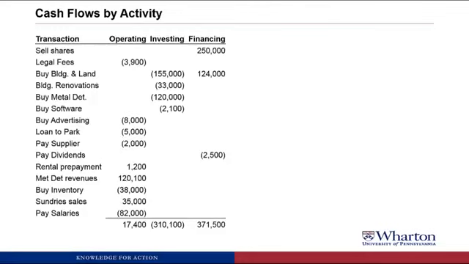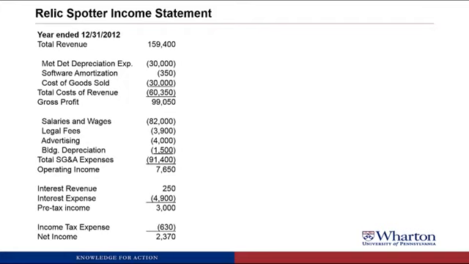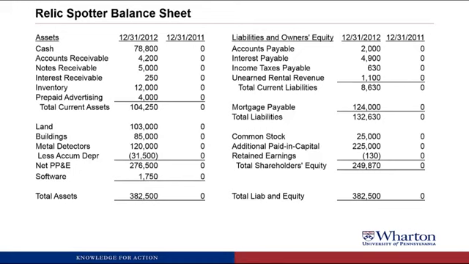Last time we looked at the Relic Spotter case, we put all of the cash transactions into operating, investing, and financing buckets. So now we're going to use these classifications to put together the cash flow statement. To do the indirect method, we're going to need to pull some information off the income statement. So here's a reminder of what the income statement looked like for Relic Spotter. And we're going to need to use the balance sheet. So here's what the balance sheet looked like for Relic Spotter.